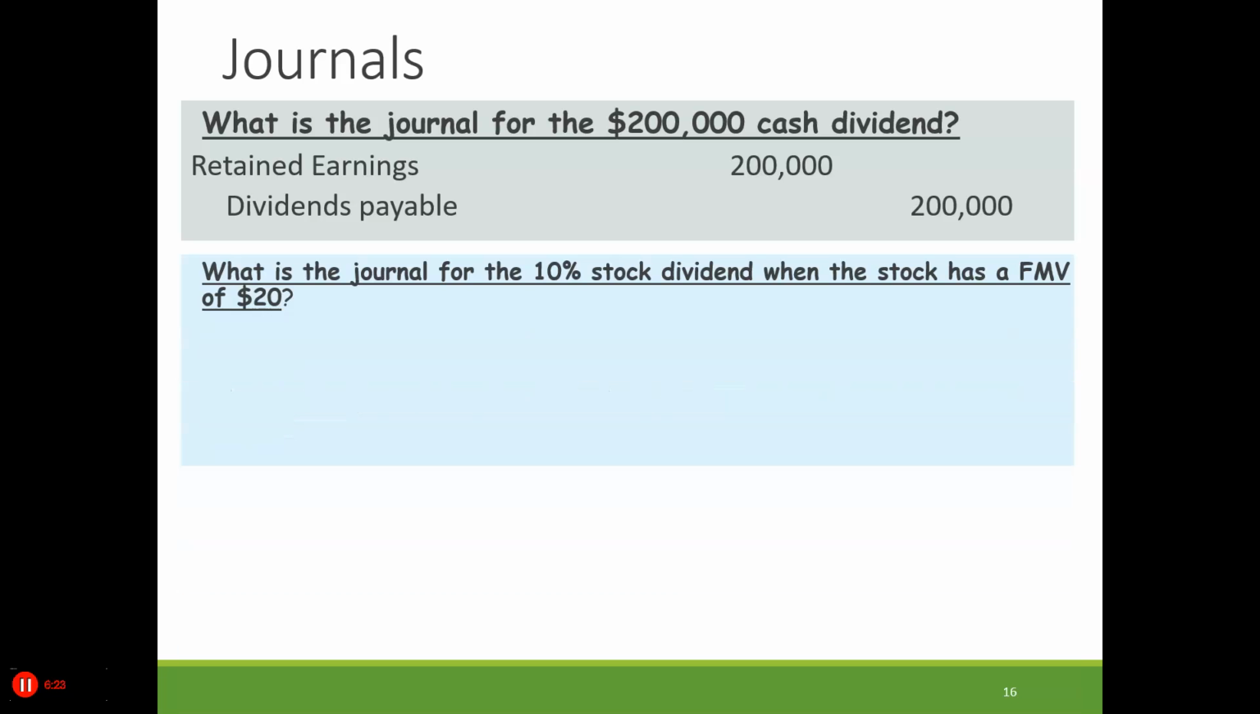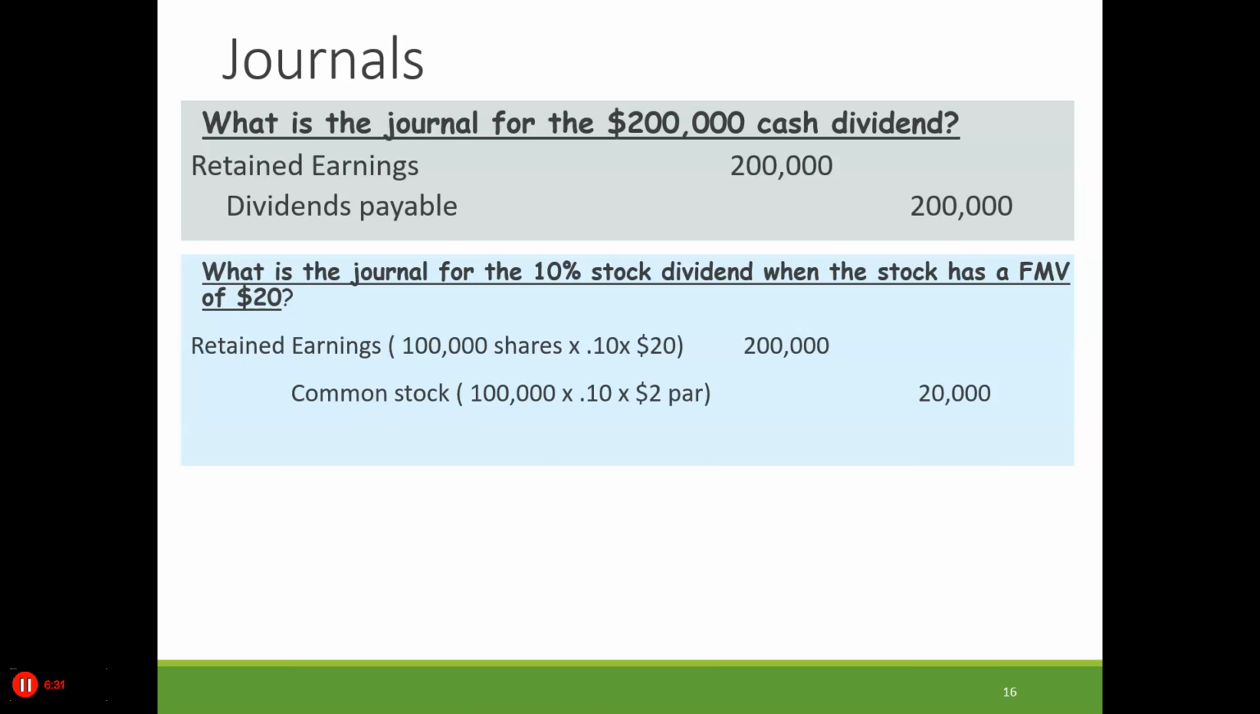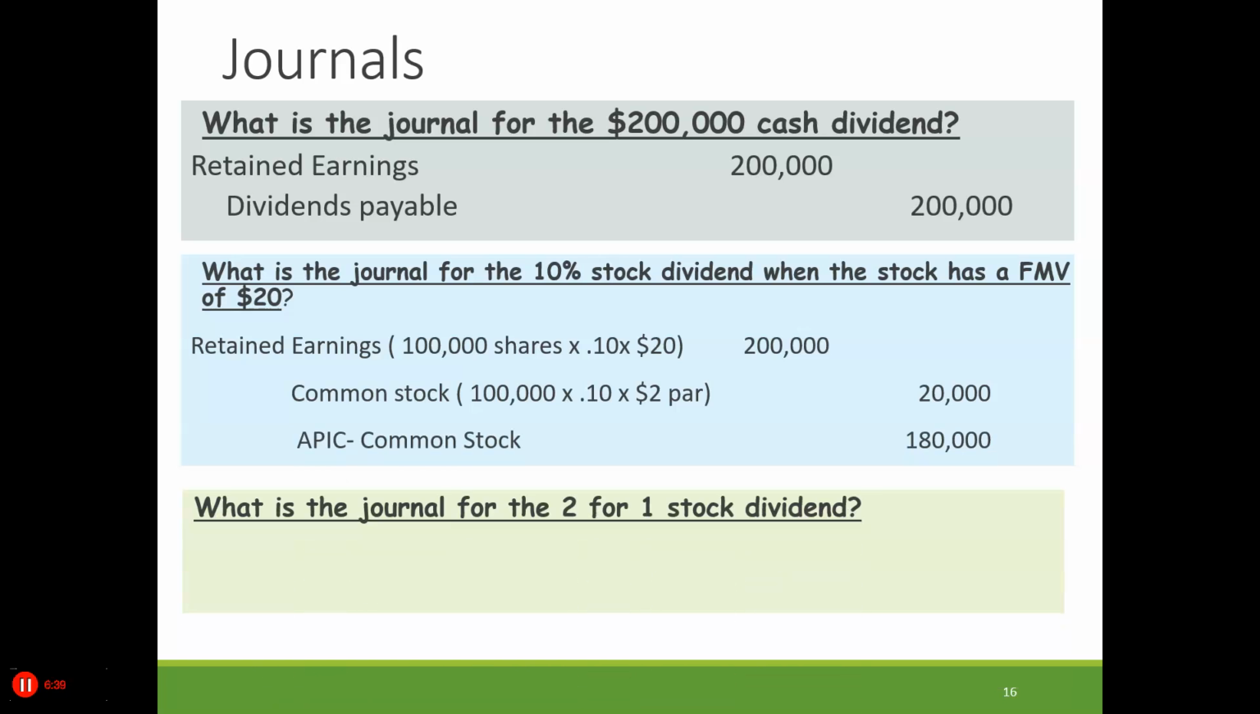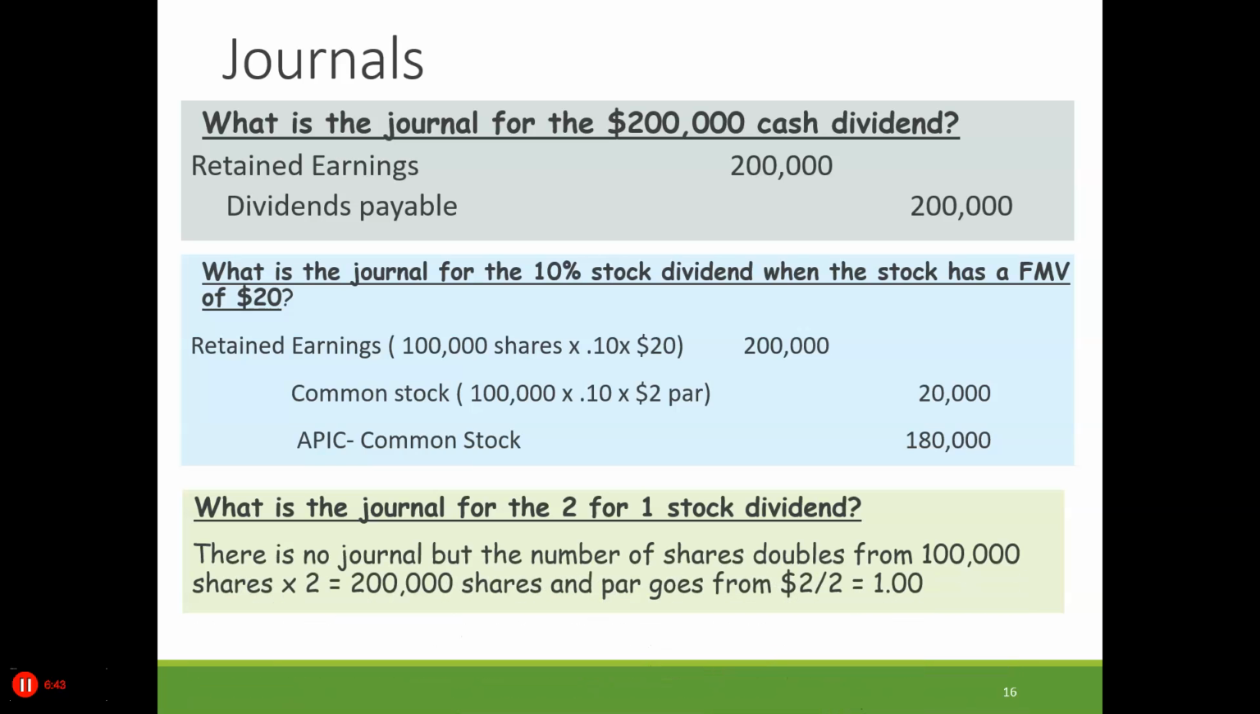What if we have the 10% stock dividend? Retained earnings is going to go down by $200,000, but then we're just going to redistribute it to common stock and additional paid-in capital. Now, what is the journal entry for the 2-for-1 stock split? There is no journal entry, but shares double, and par is reduced to $1.